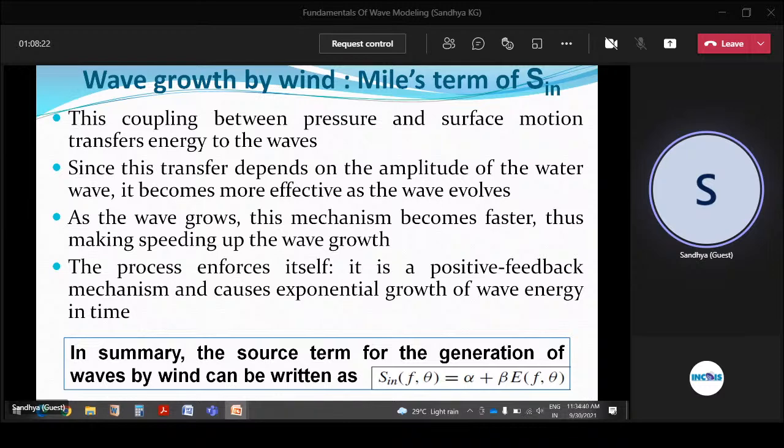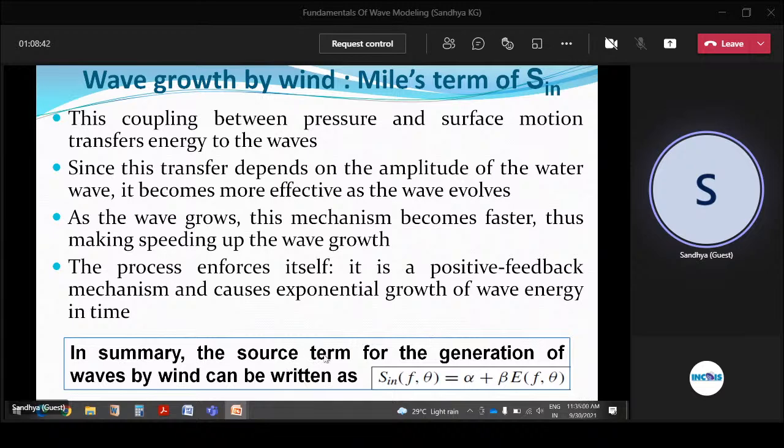So this transfer depends on the amplitude of the water wave. It becomes more effective as the wave evolves. So that is why it is called a nonlinear term. Now, as the wave grows further and further, this mechanism becomes faster and faster, thus speeding up the wave growth.